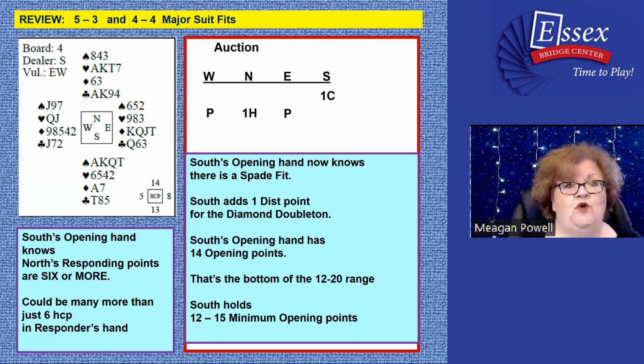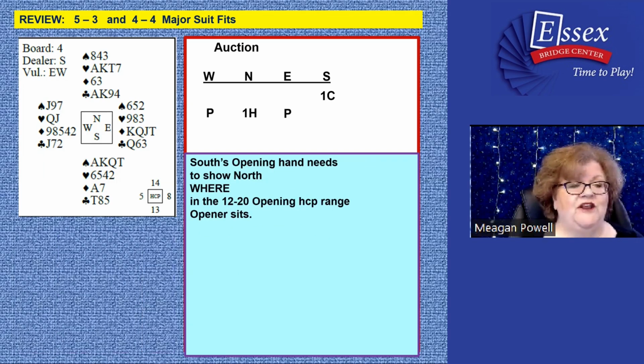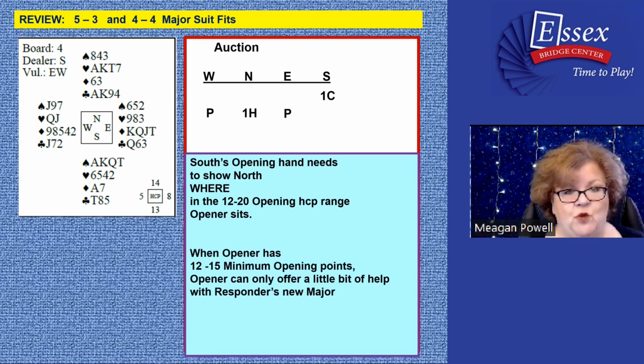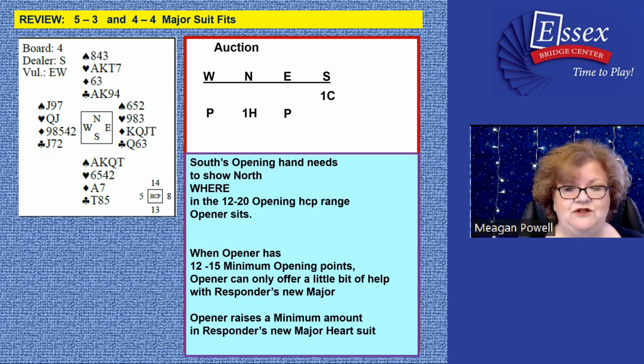Your job is to show the heart fit now, but to show that heart fit in the right range for your opening hand. You are still the opening bidder. You're going to help North's new major suit by showing where you are in the 12 to 20 opening range. Since you are 12 to 15 minimum opening points, you can only offer a little bit of help for responder's new major suit. So you should raise a minimum amount to the 2 level, 2 hearts.